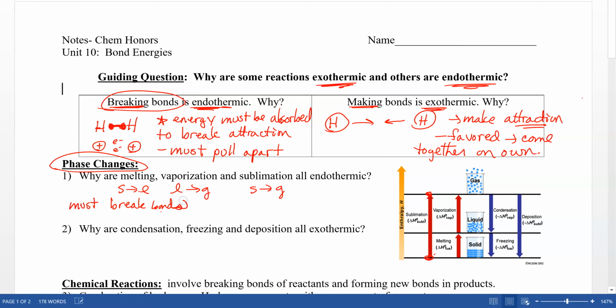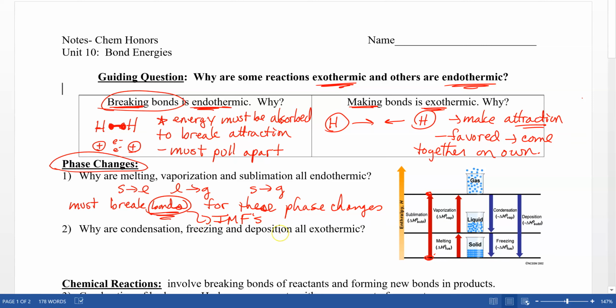Now, what bonds are we going to be breaking if you're just making phase changes? They're not chemical bonds, right? These are attractions between our molecules. If it was water, it would be hydrogen bonds that you would be breaking. They might be dipole-dipole. They might be dispersion attractions. If it was ionic, you would break ionic bonds between them. So you must break bonds for these phase changes. All right? And when we say break bonds, these are going to be probably intermolecular forces that are being broken.